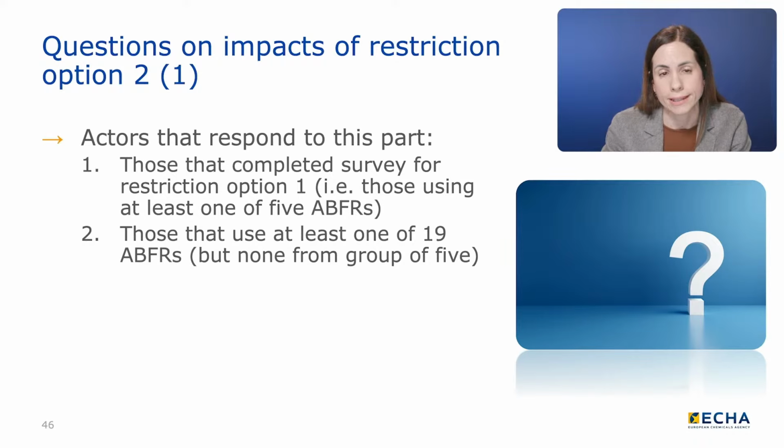Once you have completed the survey for the first restriction option, you will then be directed to the survey on restriction option 2, the option that includes 24 substances. Please note also that this survey for restriction option 2 will also be received by actors that are using one or more of the substances of the group of 19 ABFRs presented earlier, but none of the 5 substances that are in scope of the first restriction option.